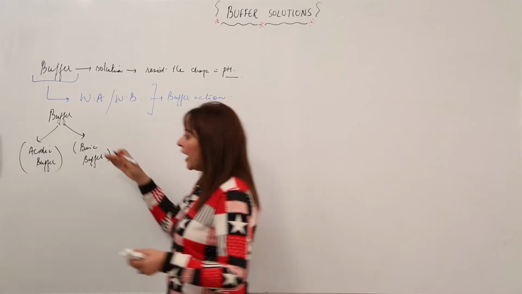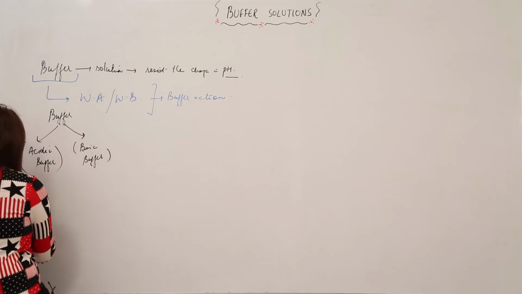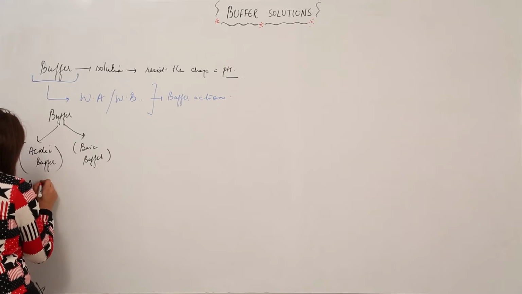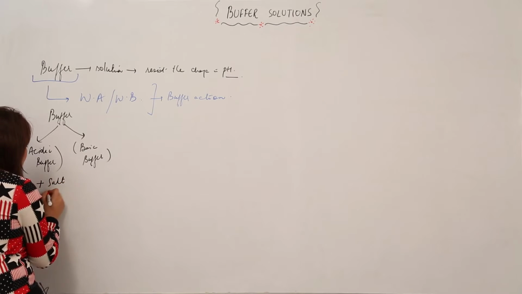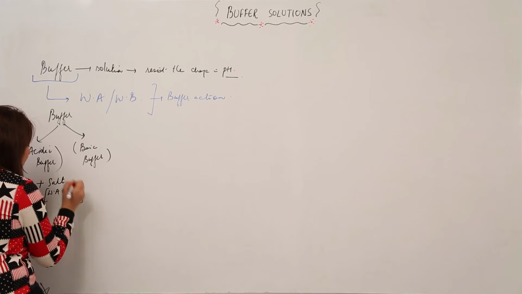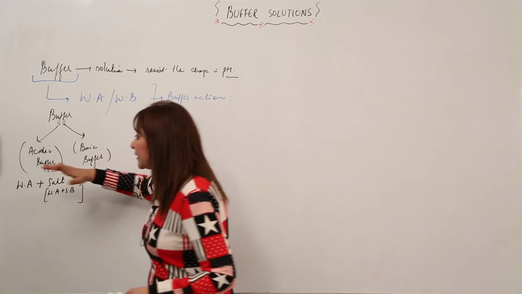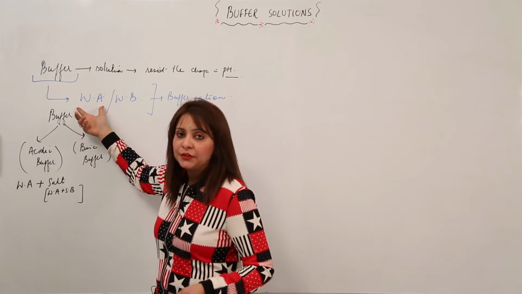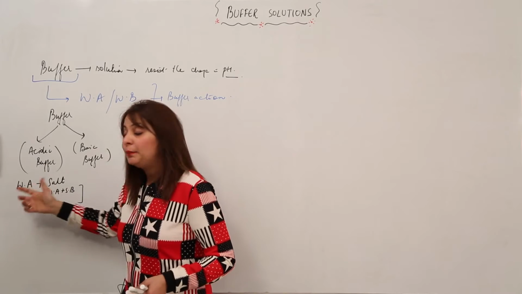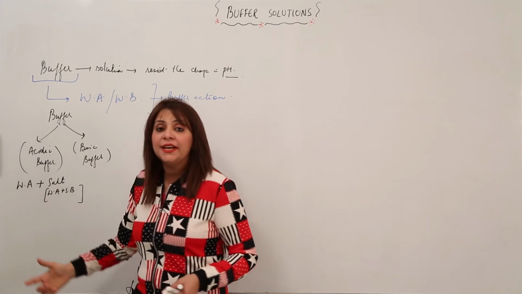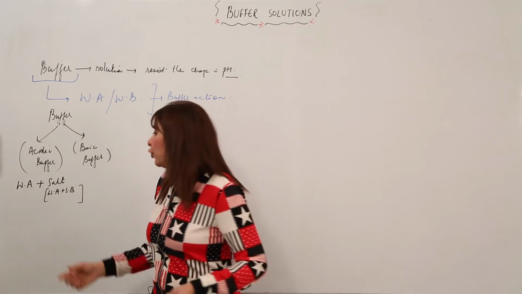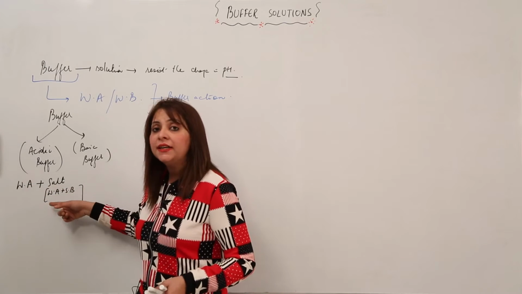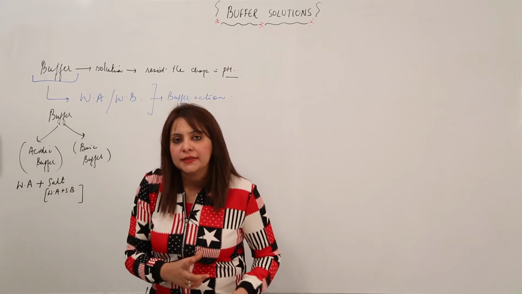So what does this acidic buffer contain? It contains the weak acid, plus it also contains the salt, which is formed of weak acid plus strong base. So acidic buffer is that which contains the weak acid, and along with the weak acid it has the salt, and that salt is formed of this same weak acid combined with some strong base.